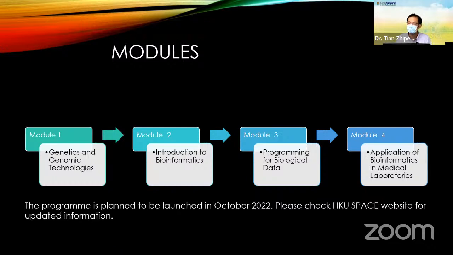So in this program, there will be 4 modules. The first module is genetic and genomic technology. Then we have an introduction to bioinformatics. The third module is programming for biological data. And the last module is the application. I will explain each module one by one.